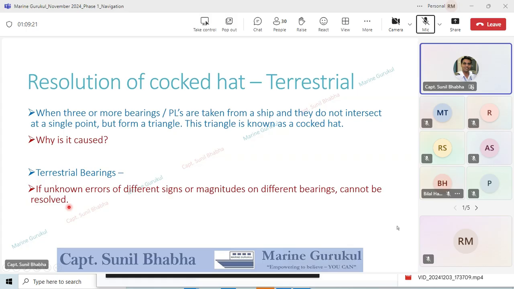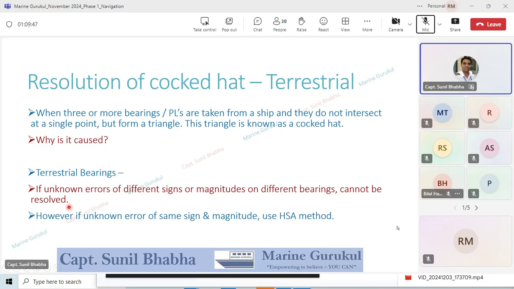Or you have taken an error using a magnetic compass. You did not know the accurate deviation of the ship. So you were not able to get the accurate compass error, and all the three PLs were having a similar error. This kind of cocked hat, where the error is exactly the same on all the three position lines, can be resolved. Now, how do we resolve a terrestrial cocked hat?